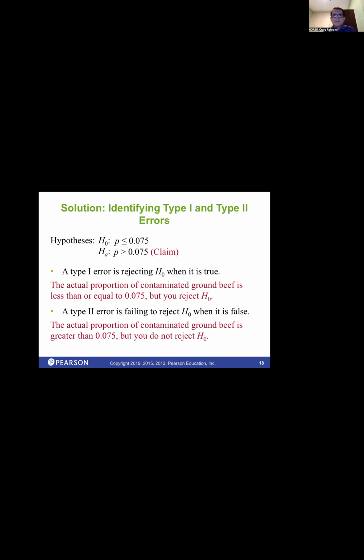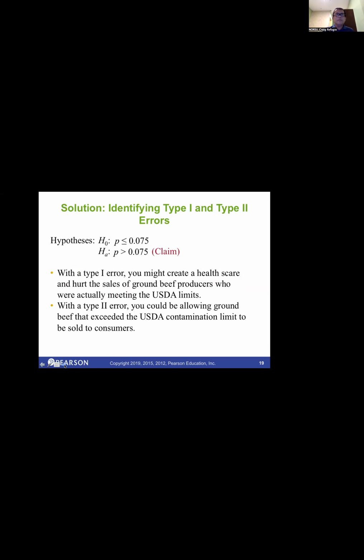For me, sir, it's type 2. Some say type 1, some type 2, sir. Type 1, sir. Type 1 and some type 2. No, let's look at the justification. Okay, so I'll show directly the answer.